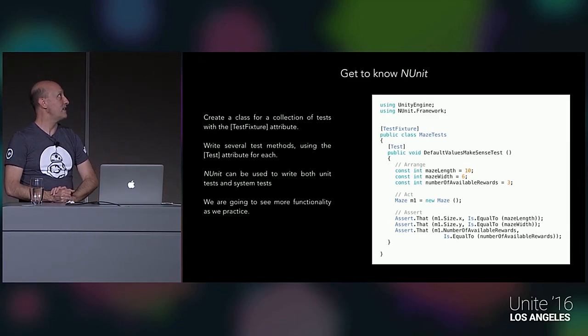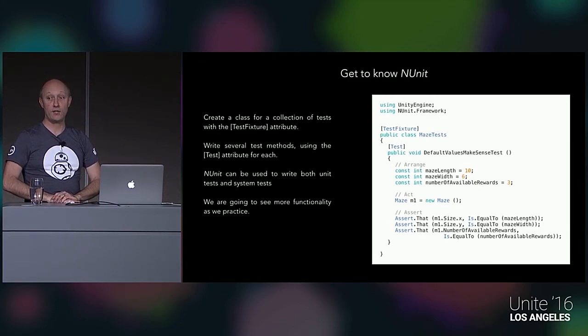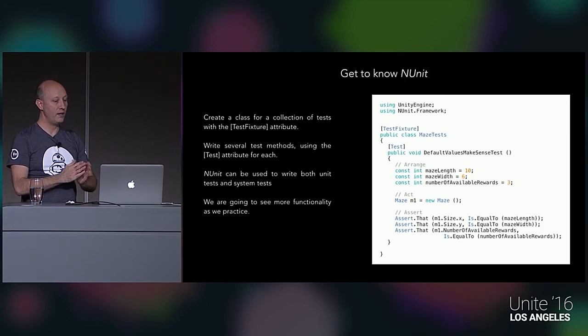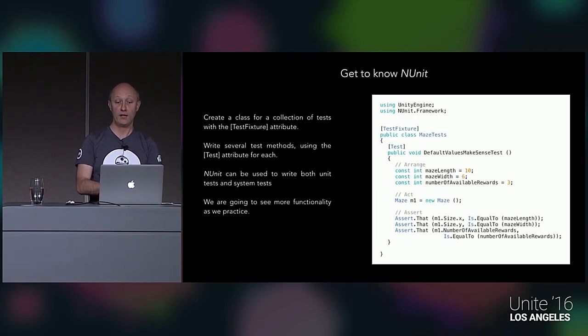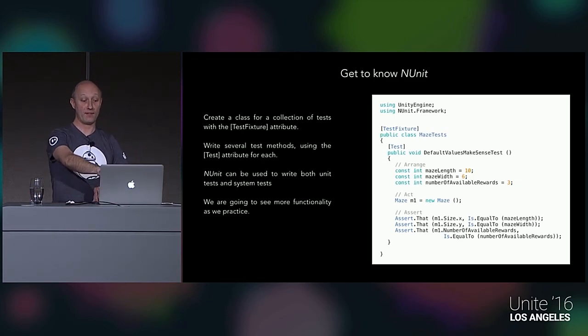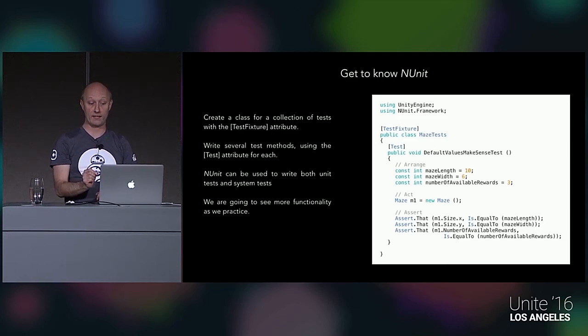The way that we write tests is by using NUnit, and this is what a test looks like. The first thing you do is create a class that's going to be for a collection of tests, and you use the TestFixture attribute at the top of that test class. Then you have a method that's going to be for a specific test, and at the top of that method, you put the Test attribute.